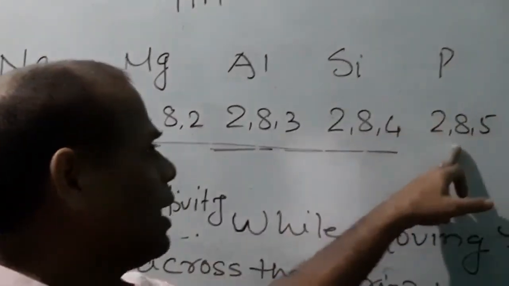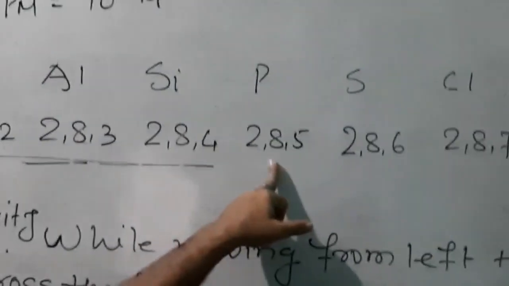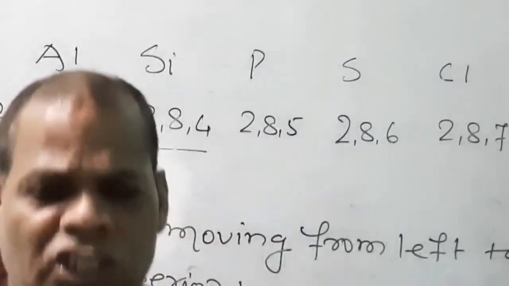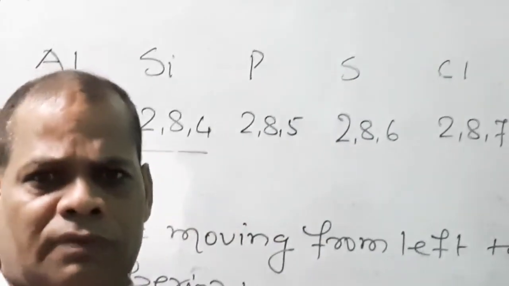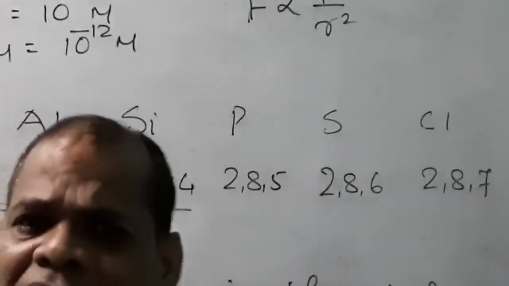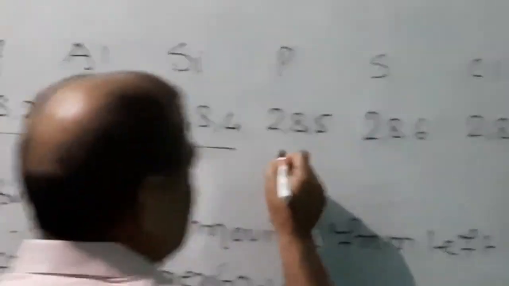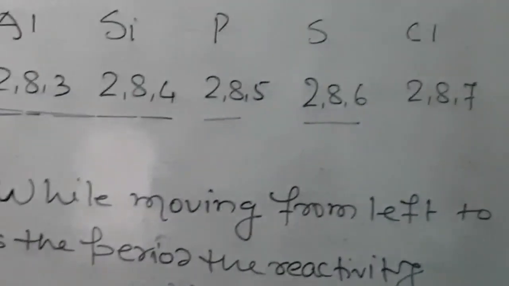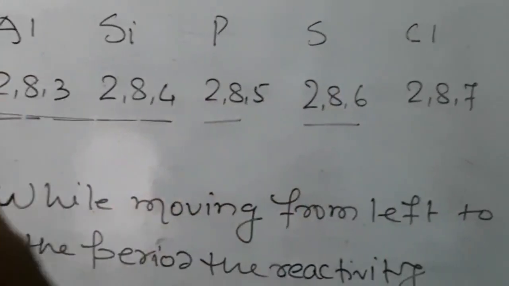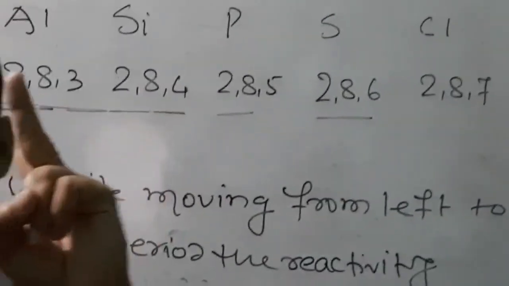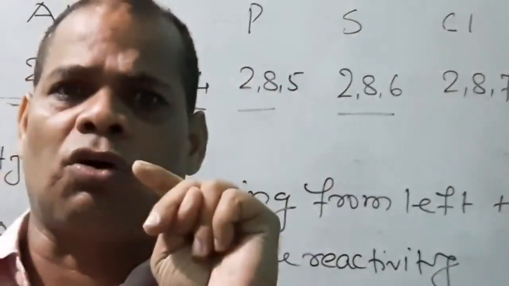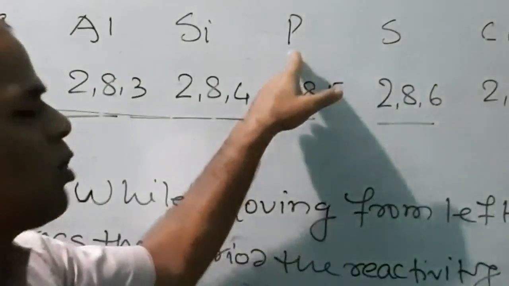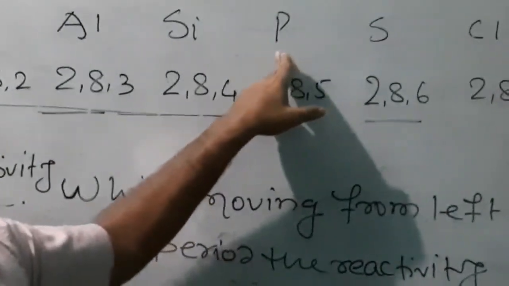Now let us talk about the phosphorus. Phosphorus has 5 electrons in its valence shell. So phosphorus has a tendency to gain electron. Now if you talk about phosphorus and sulfur, first of all, phosphorus needs 3 electrons and sulfur needs only 2 electrons, and the size of sulfur is smaller as compared to phosphorus.